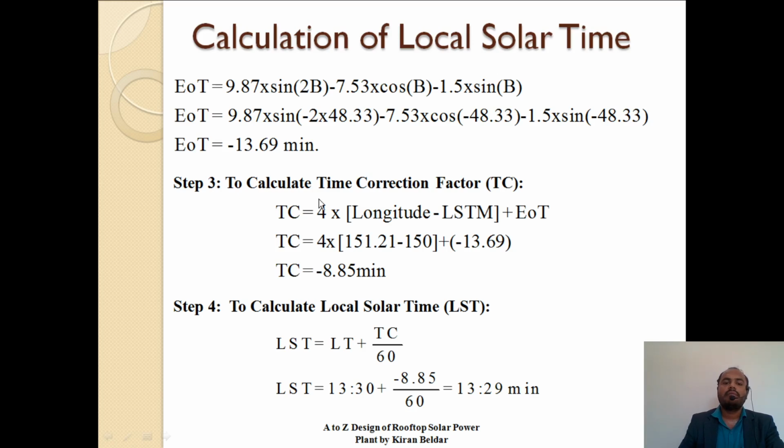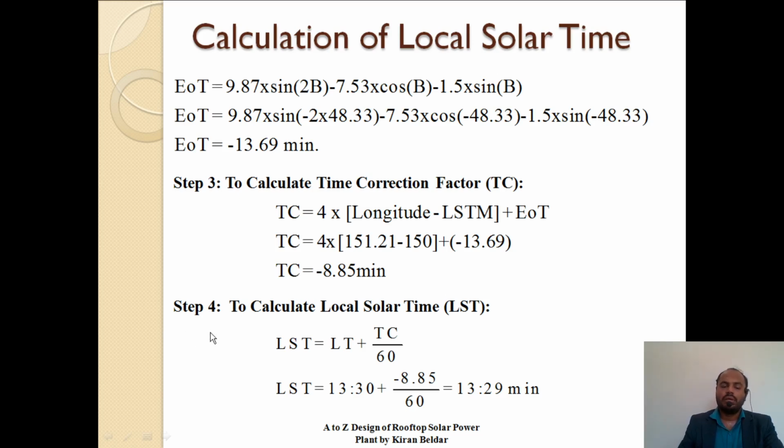In step number 3, we need to calculate the ultimate time correction factor, which considers the LSTM and the equation of time also. This formula is standard. TC equals 4 multiplied by (longitude minus LSTM) plus EOT. So TC equals 4 multiplied by (151.21 minus 150) plus (minus 13.69). By calculating, we get the time correction factor as minus 8.85 minutes.